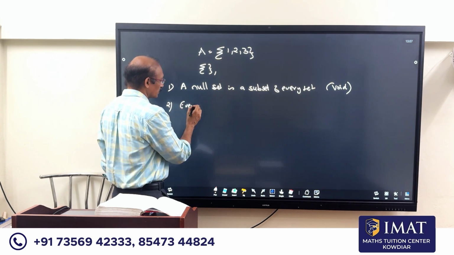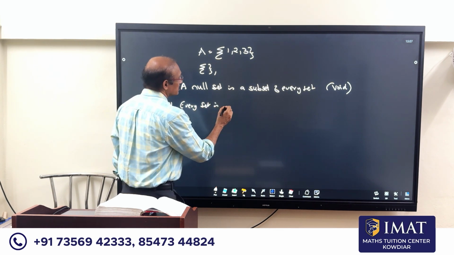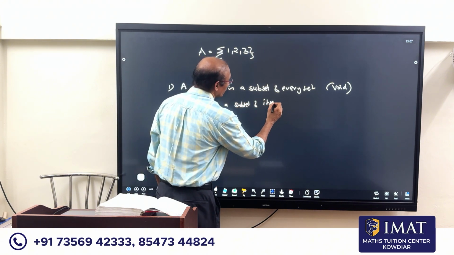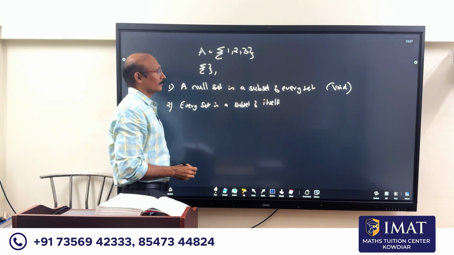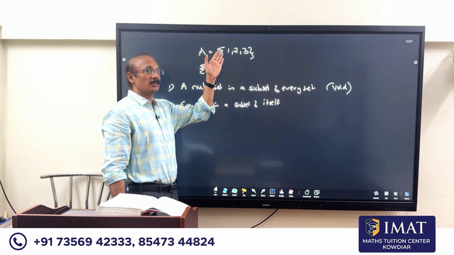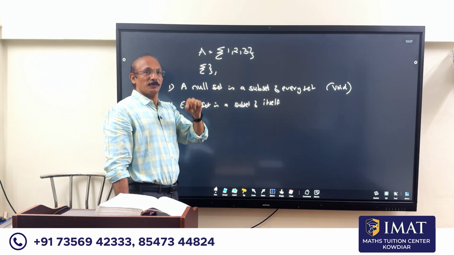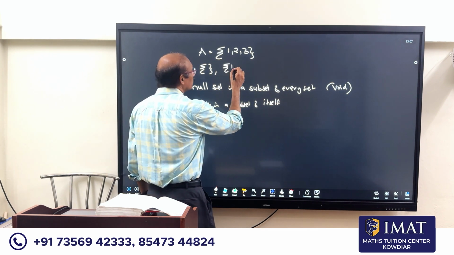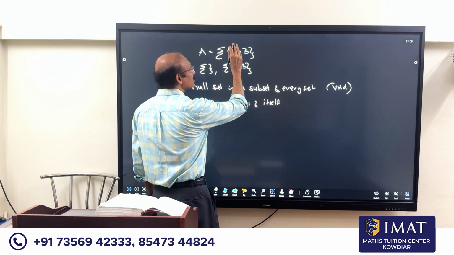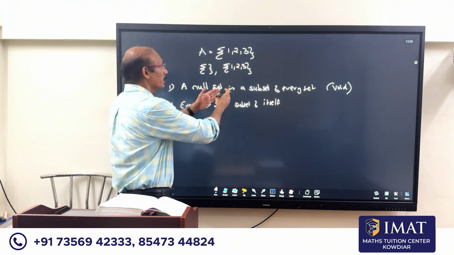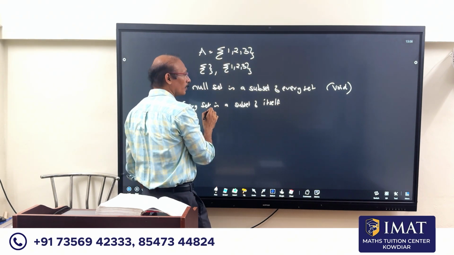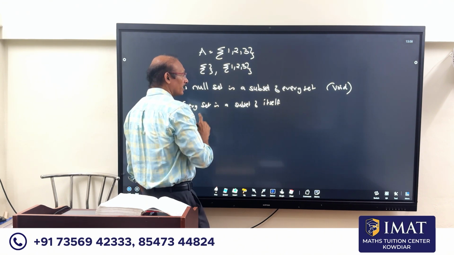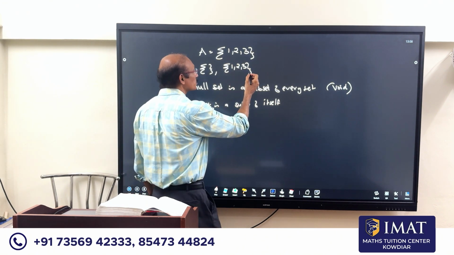Every set is a subset of itself. I can say the elements of set A are in set A, which means A is a subset of A. Here I can say set {1, 2, 3} is a subset of set A because it is contained in it. This is the property: every set is a subset of itself. Am I right? Now, what are the other subsets which you can list down?